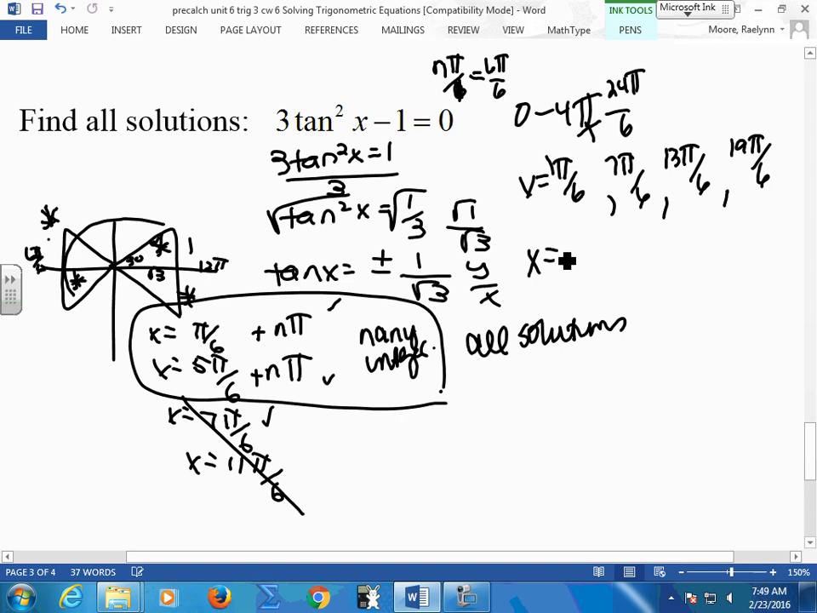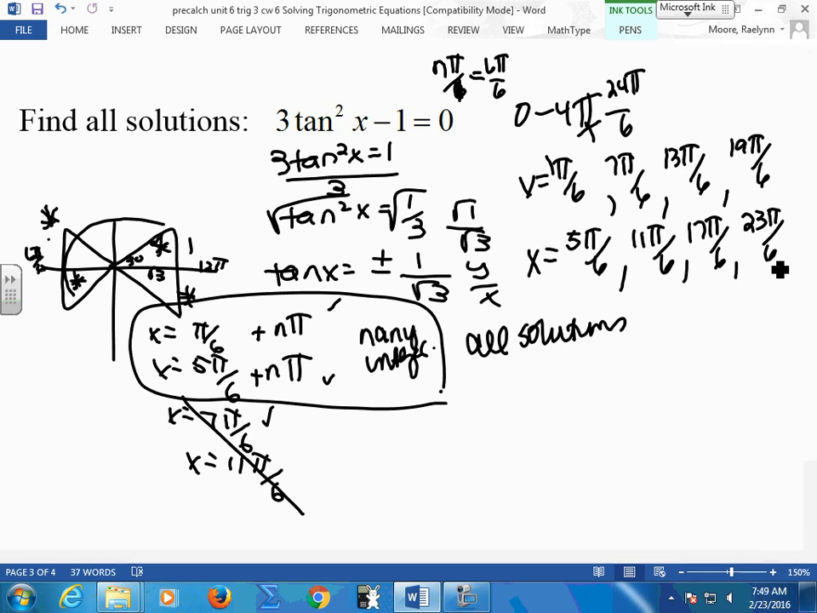So now, the next one, 5 pi over 6. Add 6. 11 pi over 6. Add 6 again. 17 pi over 6. Shouldn't I be able to get 4 on this one also? Yeah, if you add you would get 23. And you get 23 pi over 6. So do you see a pattern?